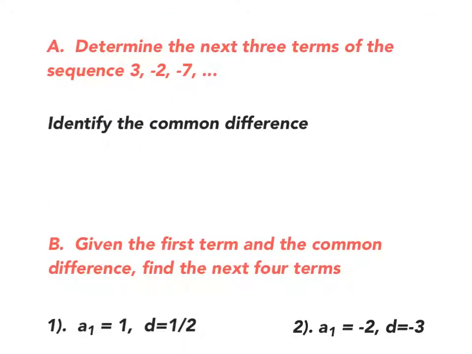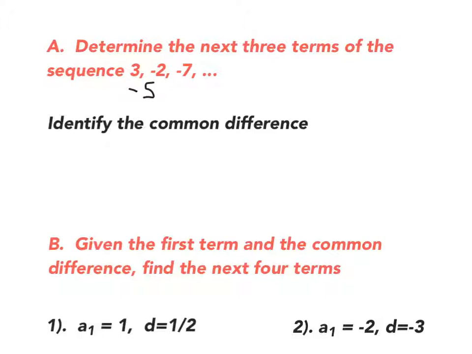So letter A, determine the next three terms in the sequence. So see what you think. I went from 3 to -2, -2 to -7. And remember, our goal tonight is arithmetic. So how do I get from 3 to -2? Well, clearly you added a negative number or subtracted. So I would say I subtracted 5.